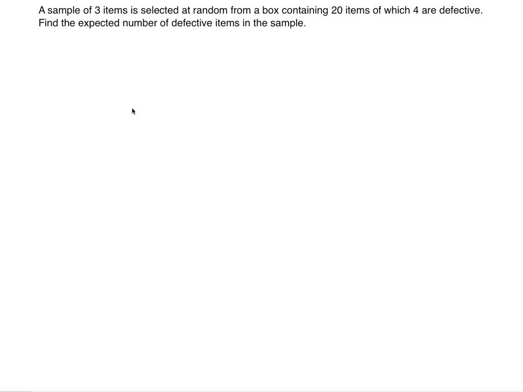A sample of 3 items is selected at random from a box containing 20 items, of which 4 are defective. Find the expected number of defective items in the sample.